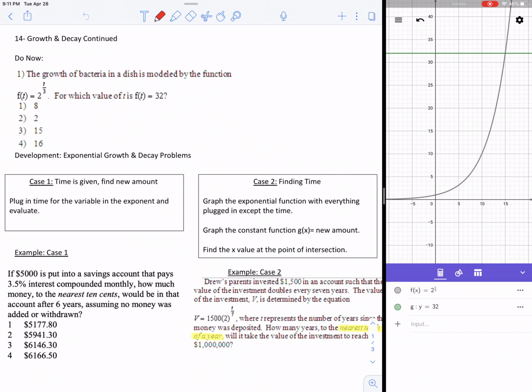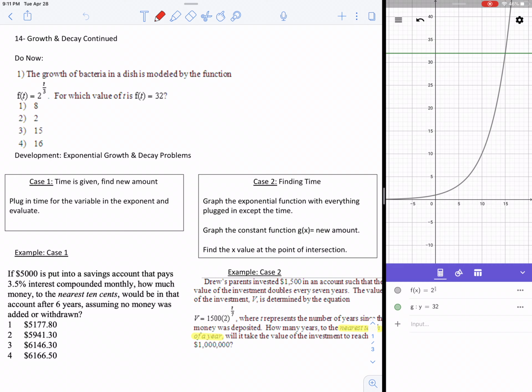Okay, so yesterday all the problems gave us the amount of time that was going to pass and asked us to find the new amount. Today we're going to be doing problems that are going to involve finding the amount of time.